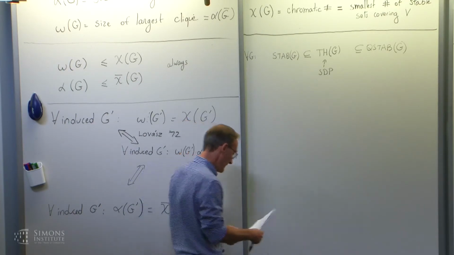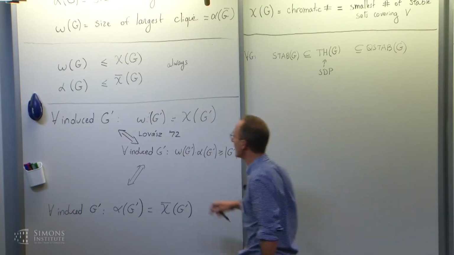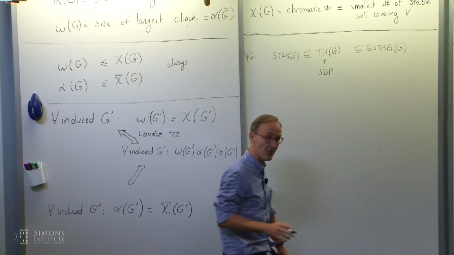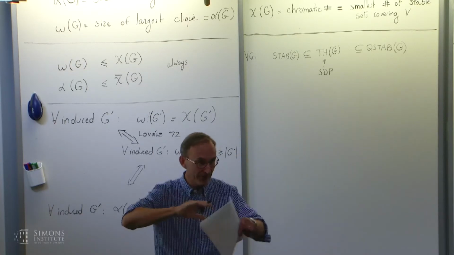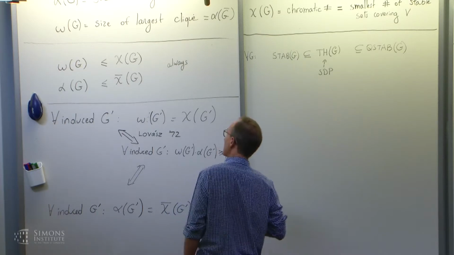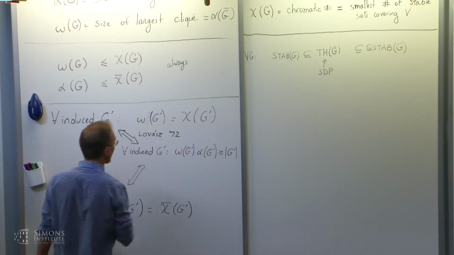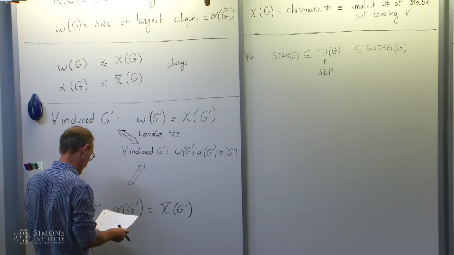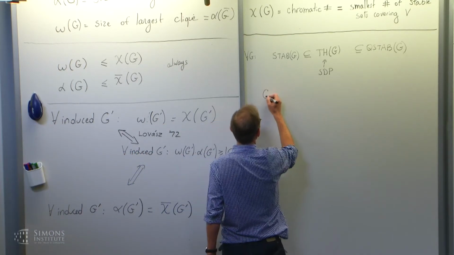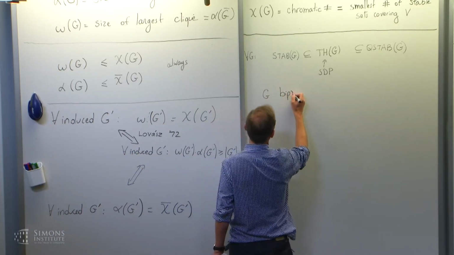Now, let me first give you some examples, just in case you haven't been playing with graphs, you live purely in the continuous world. So let me show you a few basic classes of perfect graphs, and let me show you a few things. So first, let's take the case in which G is a bipartite graph.